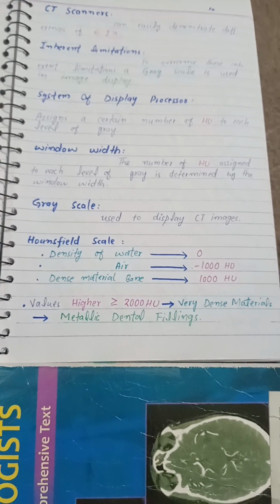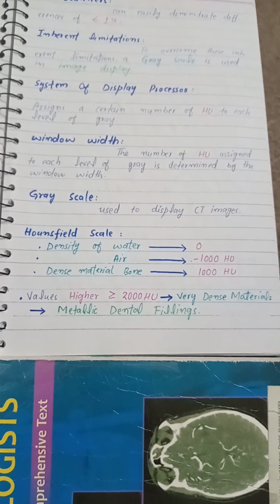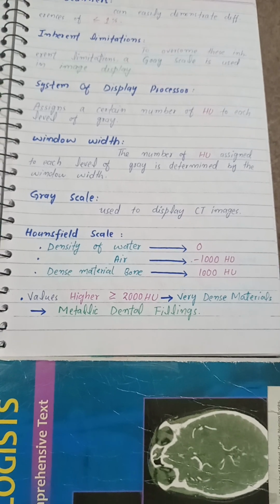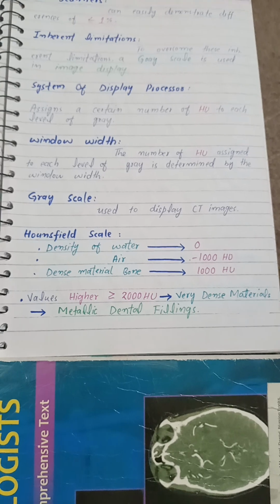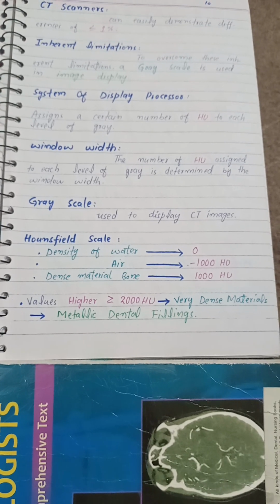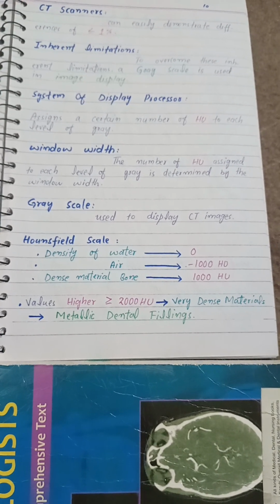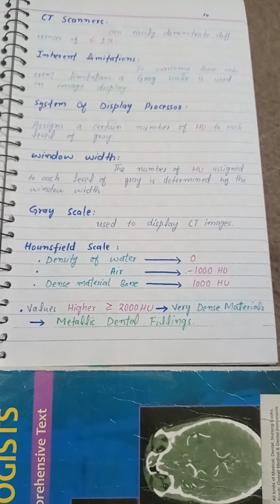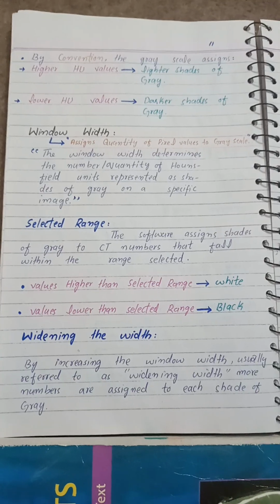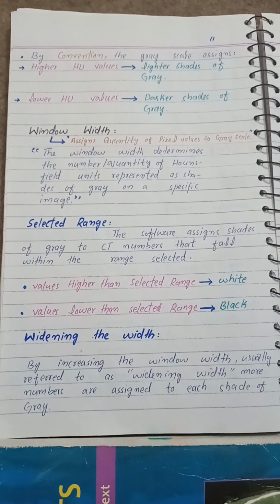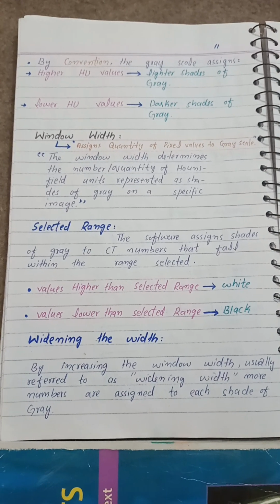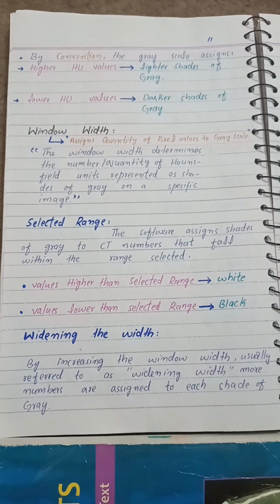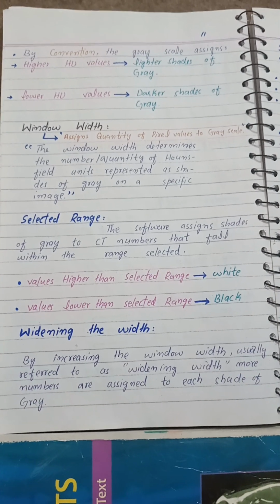Hounsfield scale. Density of water is 0, air is -1000 Hounsfield units, dense material like bone is 1000 Hounsfield units. Values higher than 2000 Hounsfield units are very dense materials, such as metallic dental fillings. By convention, the gray scale assigns higher Hounsfield values lighter shades of gray, and lower Hounsfield unit values darker shades of gray.